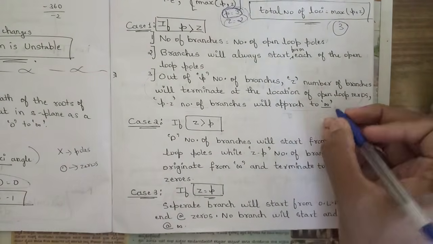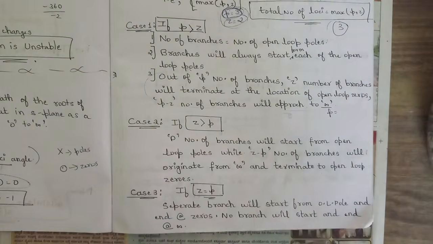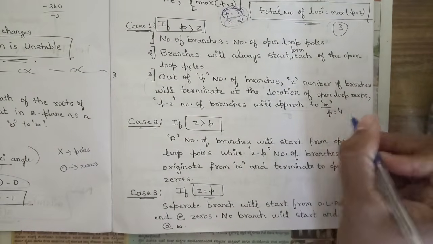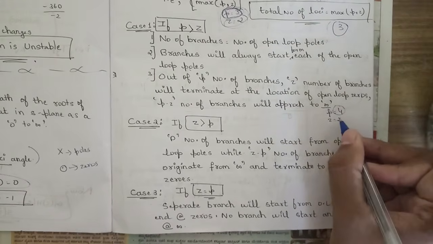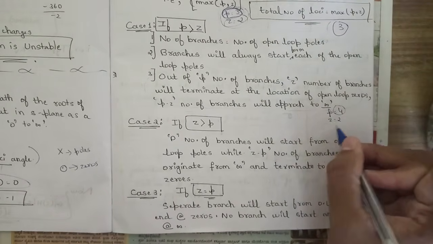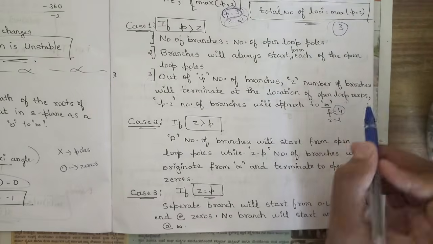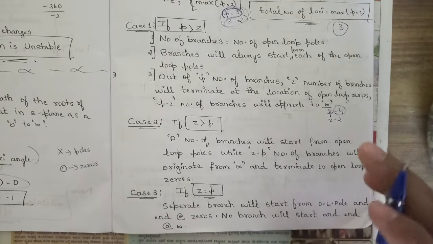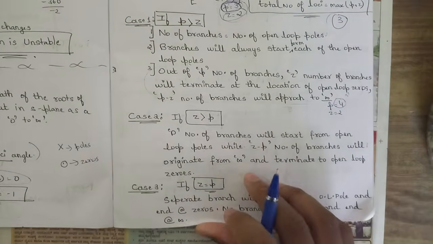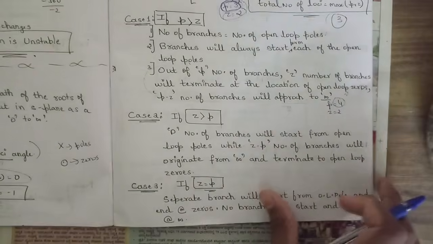If we take one more example, where a plot has 4 poles and 2 zeros, 2 poles will terminate at the 2 zeros in the plot, and the rest of the 2 will approach infinity. We will see this thoroughly while we draw the graphs of some root locus problems, when we solve them. So this is that condition.